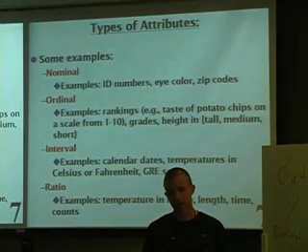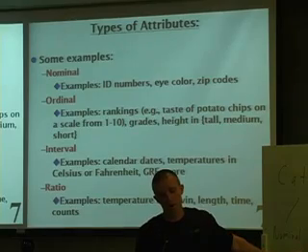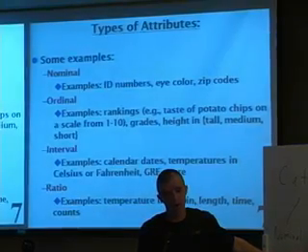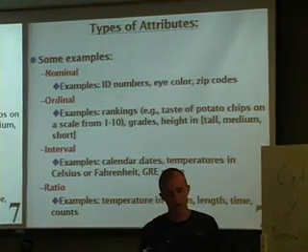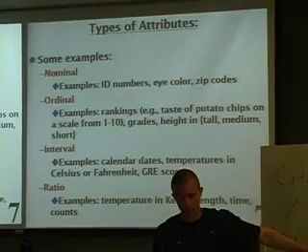Examples: ID numbers, eye color, zip codes, things like that are nominal. Now, zip code or ID you could argue, if you care about the order, could be ordinal, but if you don't, it's nominal. Height, tall, medium, short, that would be ordinal.